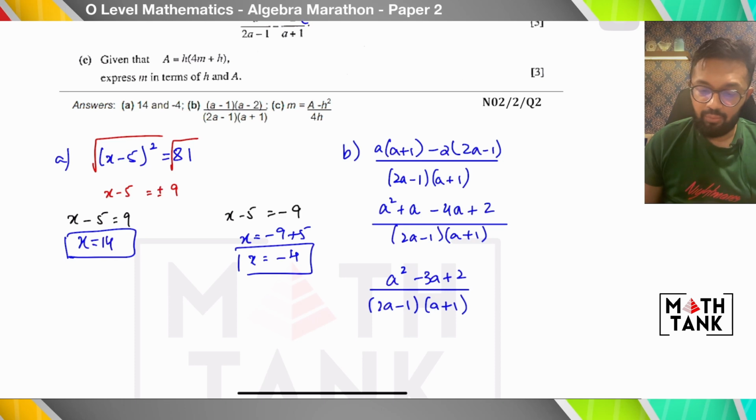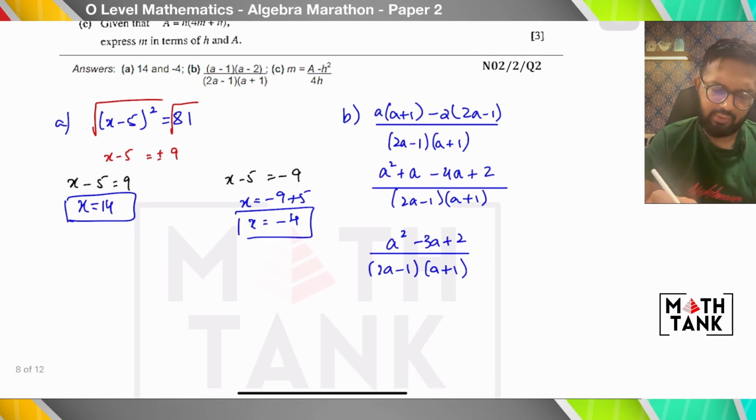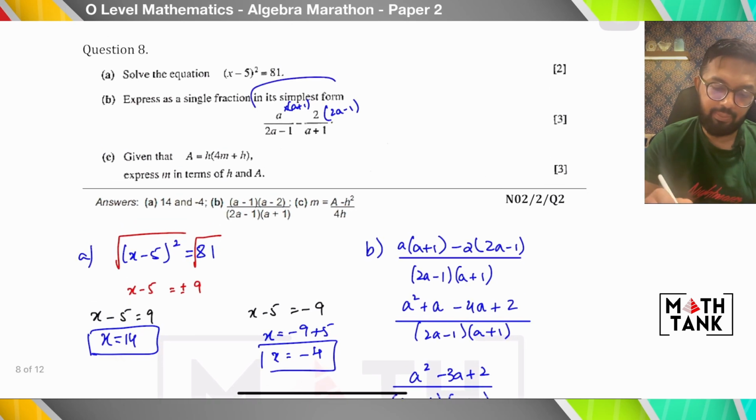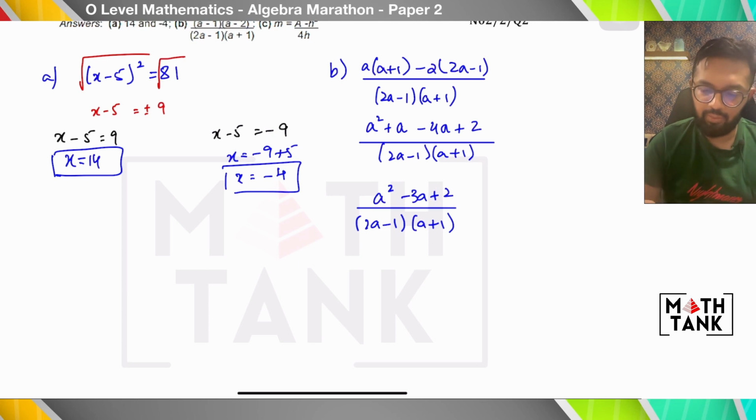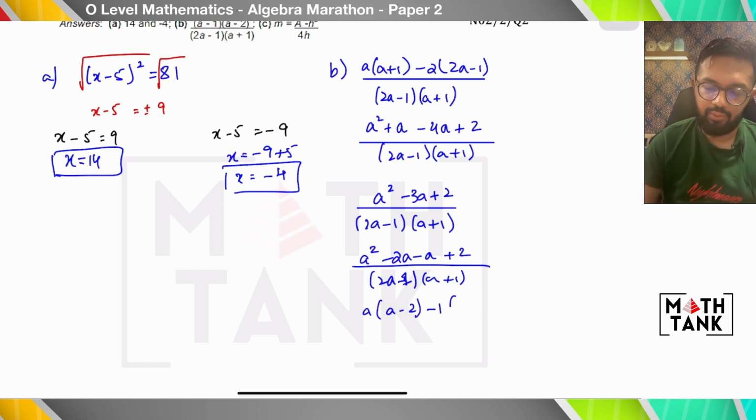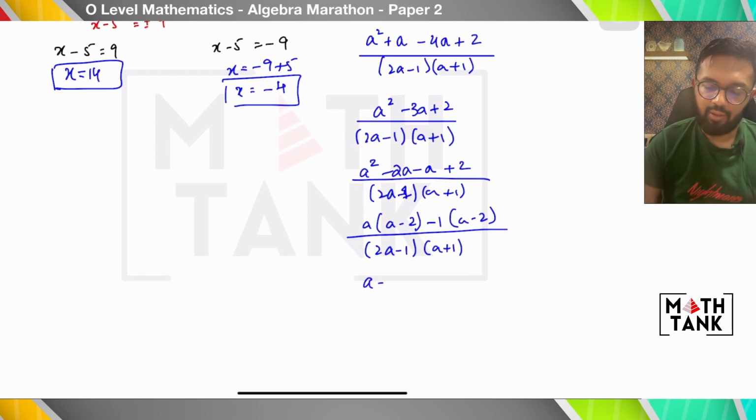Now I could factorize this further, and that is what the question is asking me to do. Because it says in its simplest form, and this is not the simplest form, maybe I could factorize this. I'm going to write a square minus 2a minus a plus 2. The first two have a common factor, so I get a minus 2. The other two have minus 1 common, so I get a minus 2 again, and the denominator is 2a minus 1 and a plus 1. So (a minus 1)(a minus 2) becomes the numerator, and the denominator becomes this.